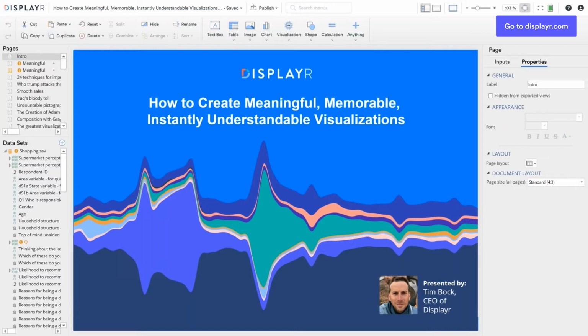I'm going to be showing you everything in Displayr as it's designed for presenting data stories, but you can of course do this in lots of other software.